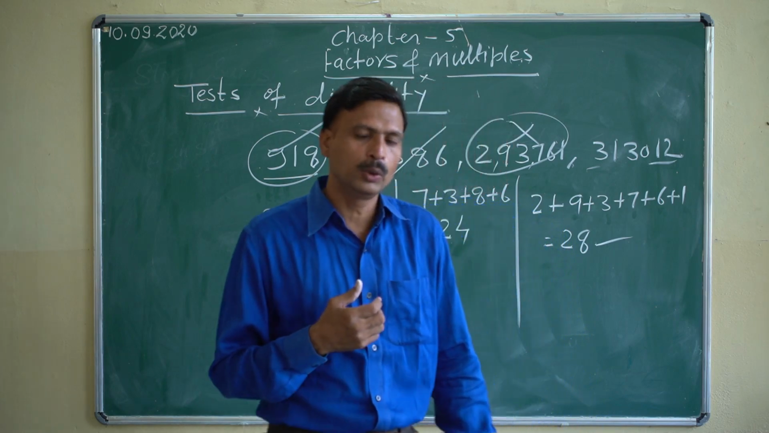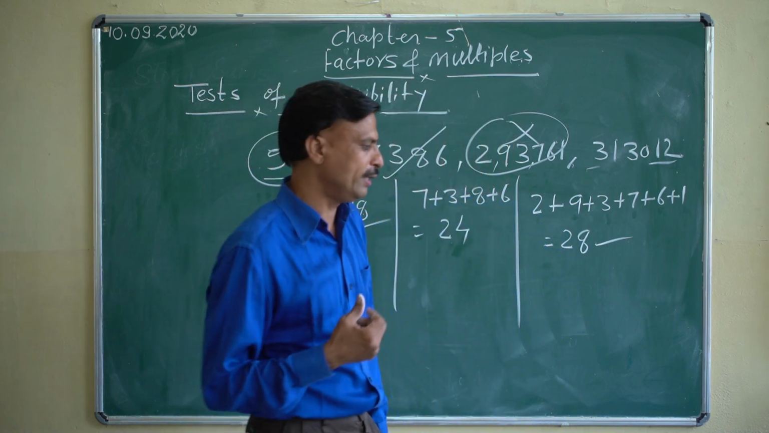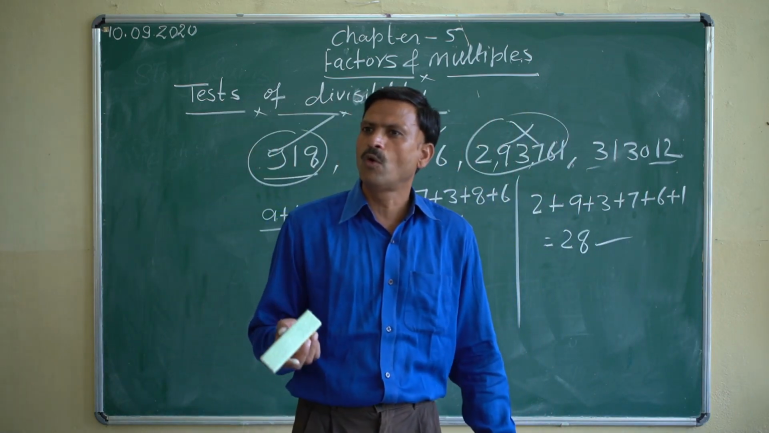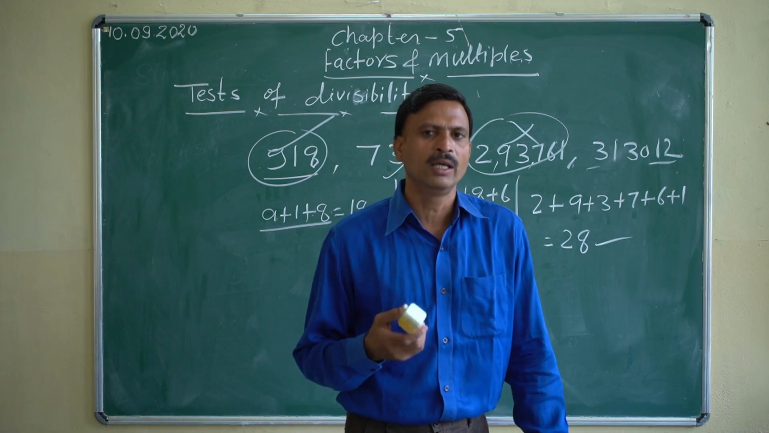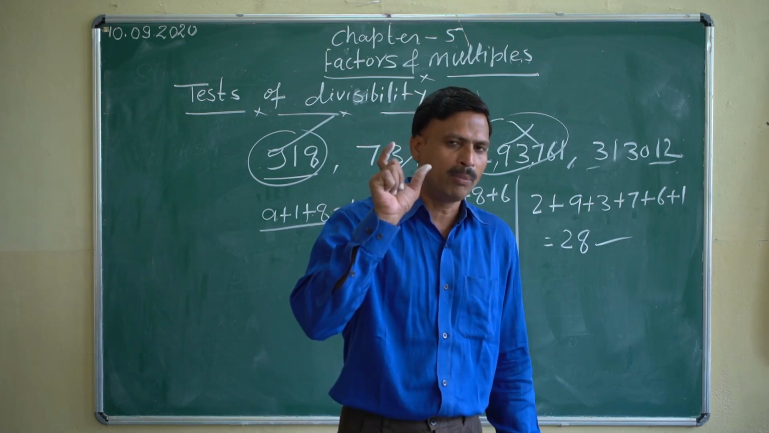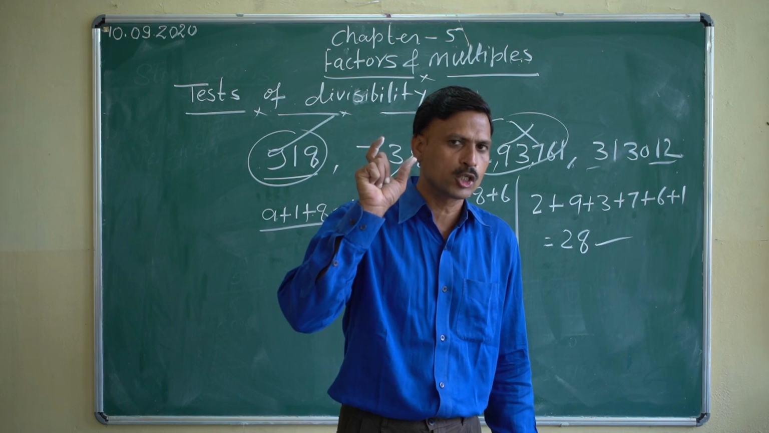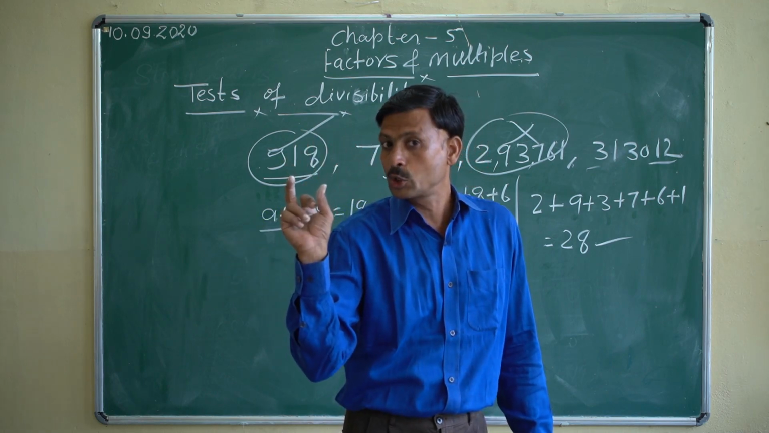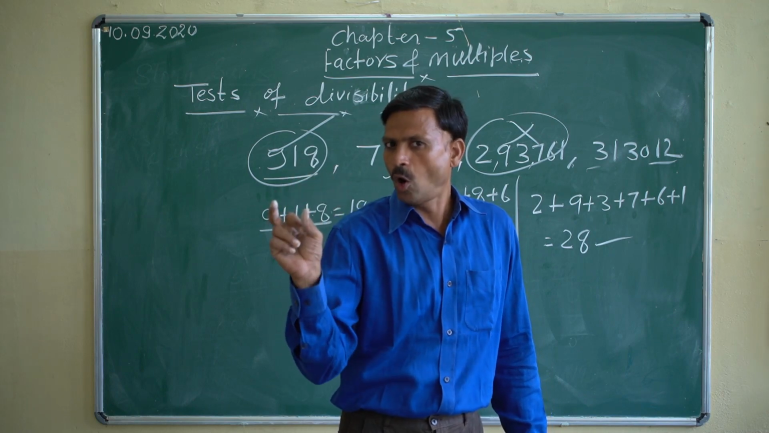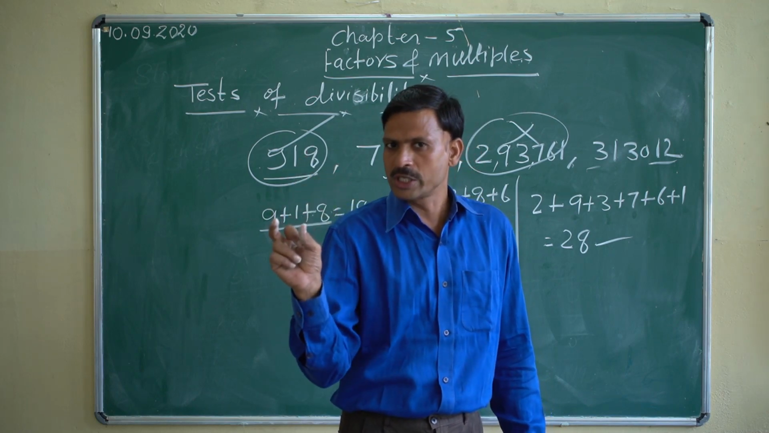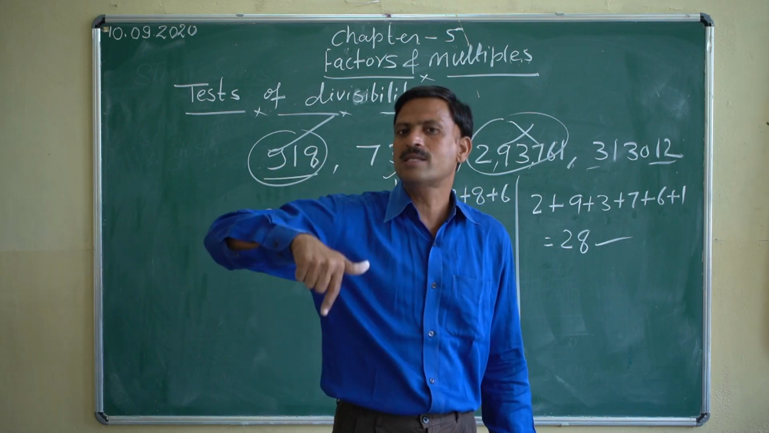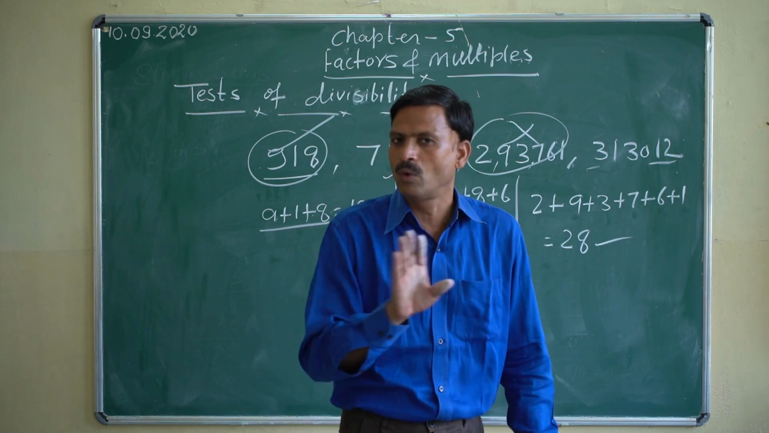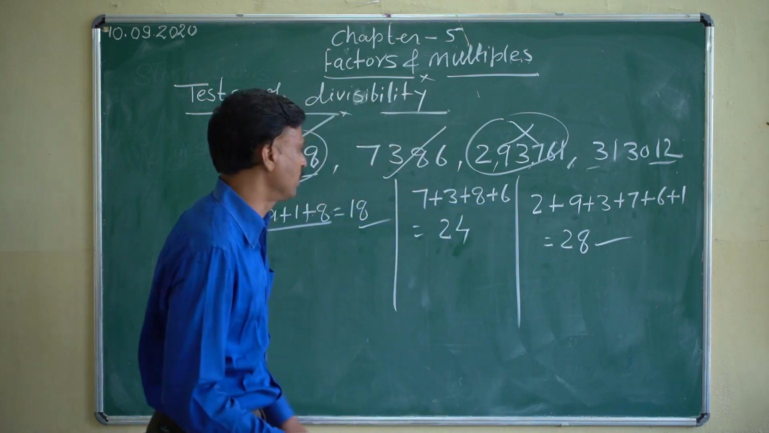Now I am telling you the divisibility rule of 4. Okay, so the divisibility rule of 4 is, listen carefully, that a number is given, and from the number we'll take the last 2 digits. If the number formed from the last 2 digits of the given number is divisible by 4, then the whole number will be divisible by 4, otherwise not. Okay, I am taking an example.